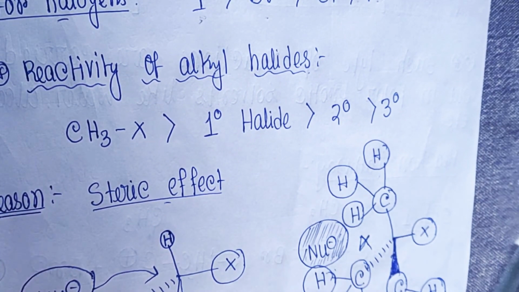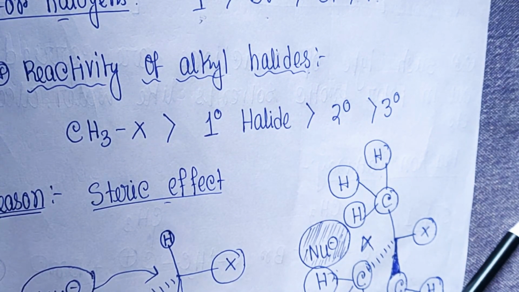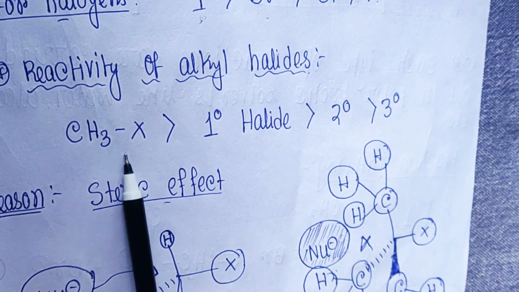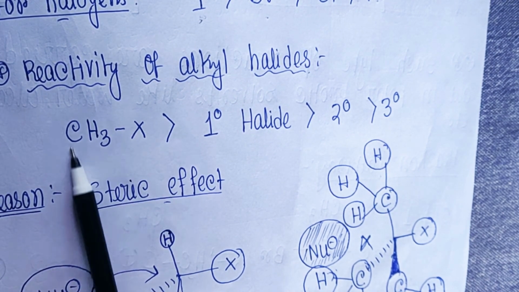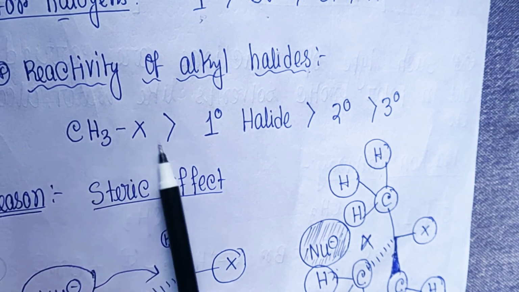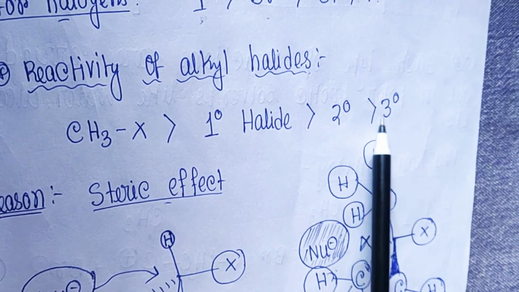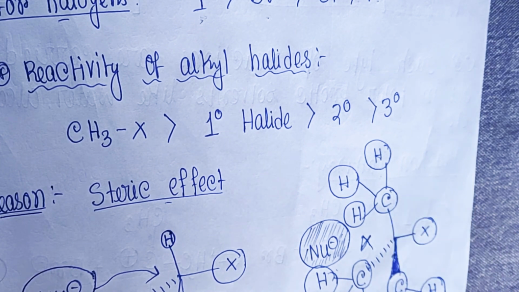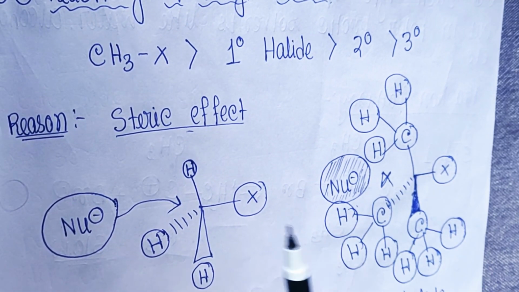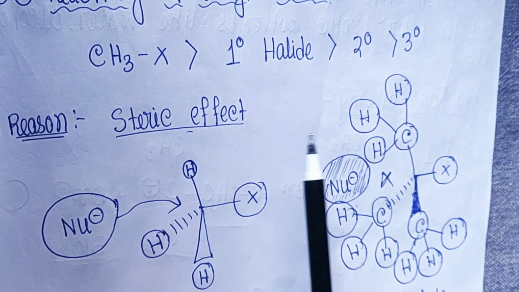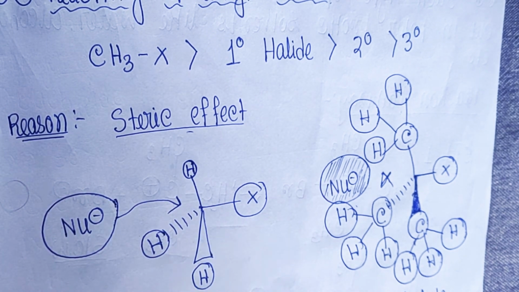After that, we are going to the reactivity of alkyl halides. We have discussed that a 1 degree alkyl halide is susceptible towards this type of reaction. CH3X is the most susceptible alkyl halide. After that, we go to 1 degree halide, then 2 degree, and 3 degree is the least susceptible towards this type of reaction. Why is this happening? We call it a steric effect. Steric effect is nothing but the crowding effect.